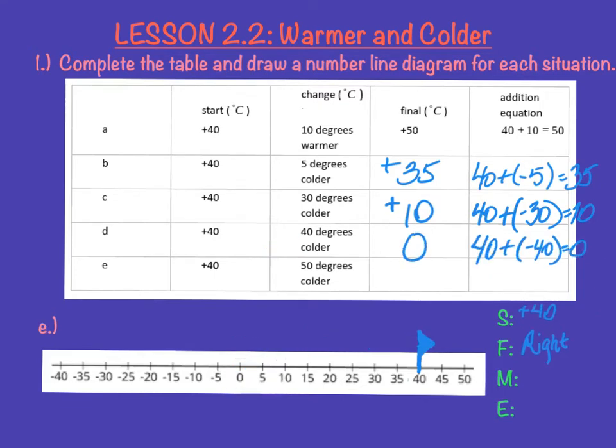Next one, already starting at 40, facing to the right. In this case, I'm getting 50 degrees colder, so that's negative 50. So that means I'm moving back 50 places. Now, I know that the distance from 40 to 0 is 40, but I have to move back 50, so I'm going to go 10 more and land right here. So I'm landing at negative 10. That's where I end.